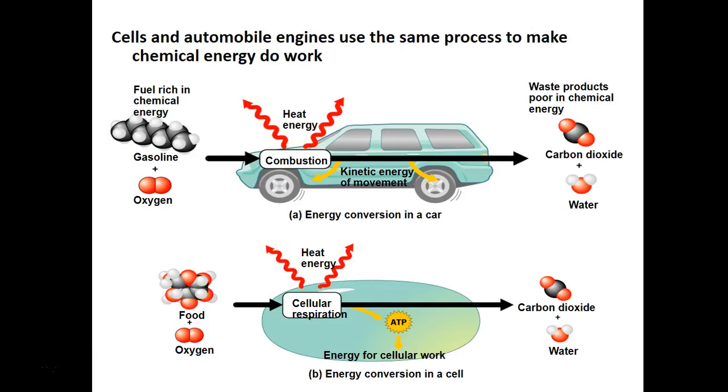In the cell, it's fundamentally the same. You have glucose and oxygen that are processed by the process of cellular respiration, creating heat energy, and instead of kinetic energy of movement, that energy within glucose is transformed into the chemical energy within ATP, and the waste products are carbon dioxide and water.